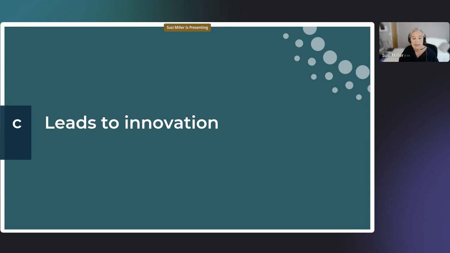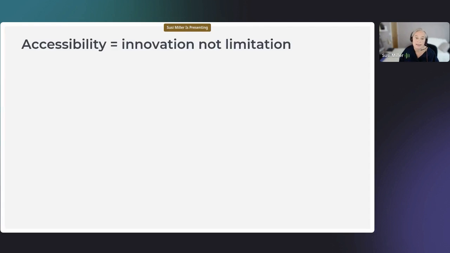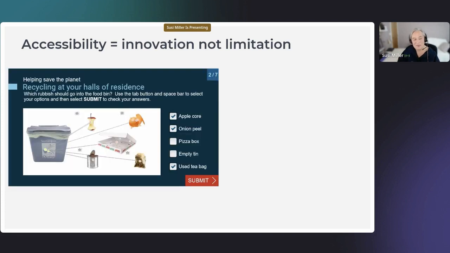So a profound change in mindset, I think, is when you realize that accessibility equals innovation, not limitation. I'll share one of these, an example now, and it's probably one that I shared 3 years ago, so bear with me if it is. So it's just an example of an interactivity I created for students at a university.